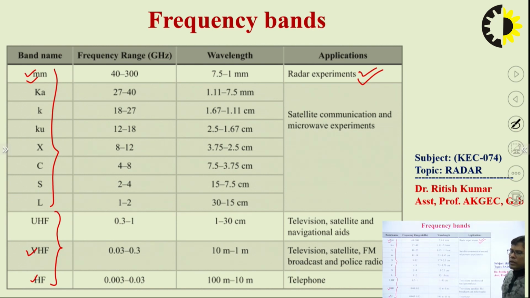This kind of question may be asked in the examination as well: what is the electromagnetic spectrum, and mention the different kinds of bands in the electromagnetic spectrum for the microwave frequency range. In that case, you need to give the answer with the help of this table. This is very simple, so by looking at this table you can give the answer.